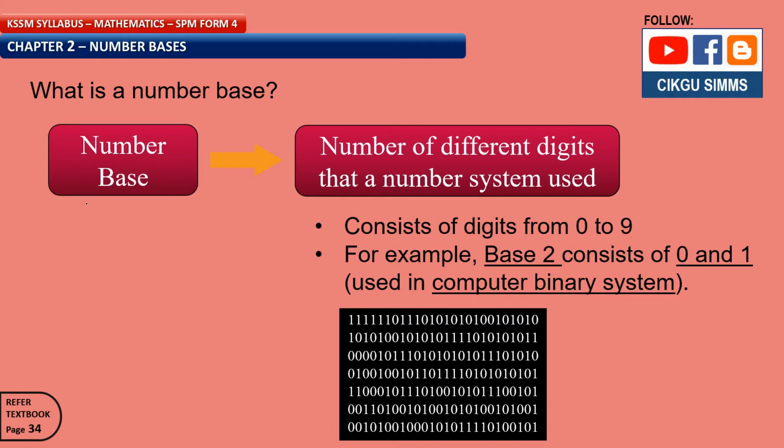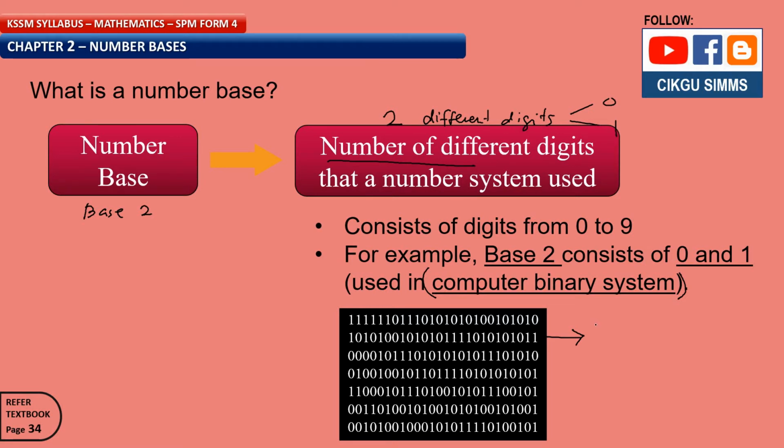For example, base 2. In base 2, you will have 2 different digits, which are 0 and 1. This is normally used in a computer binary system. For example, the computer only knows 2 numbers, which are 0 and 1.